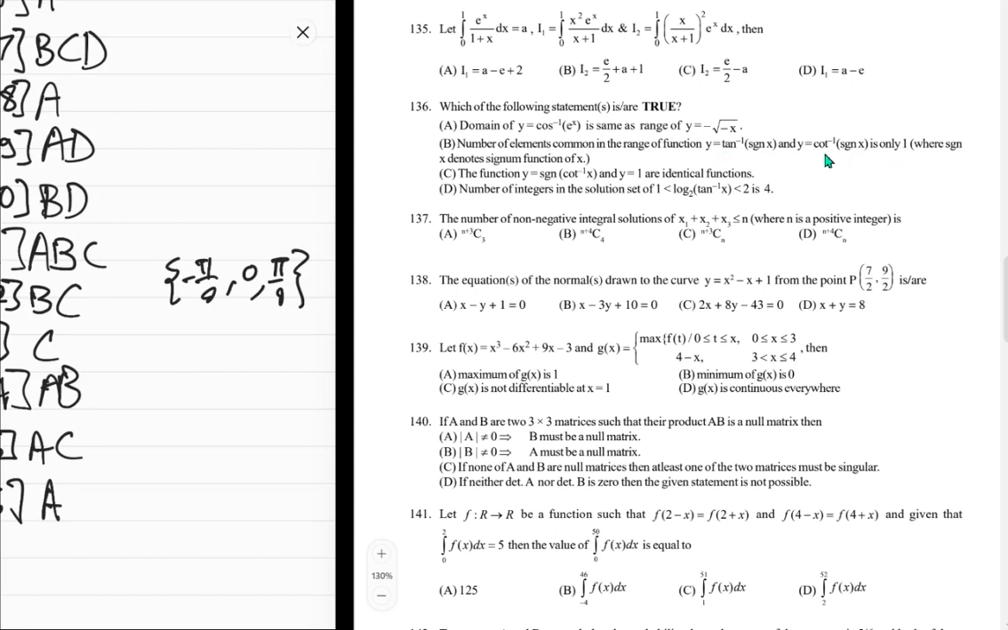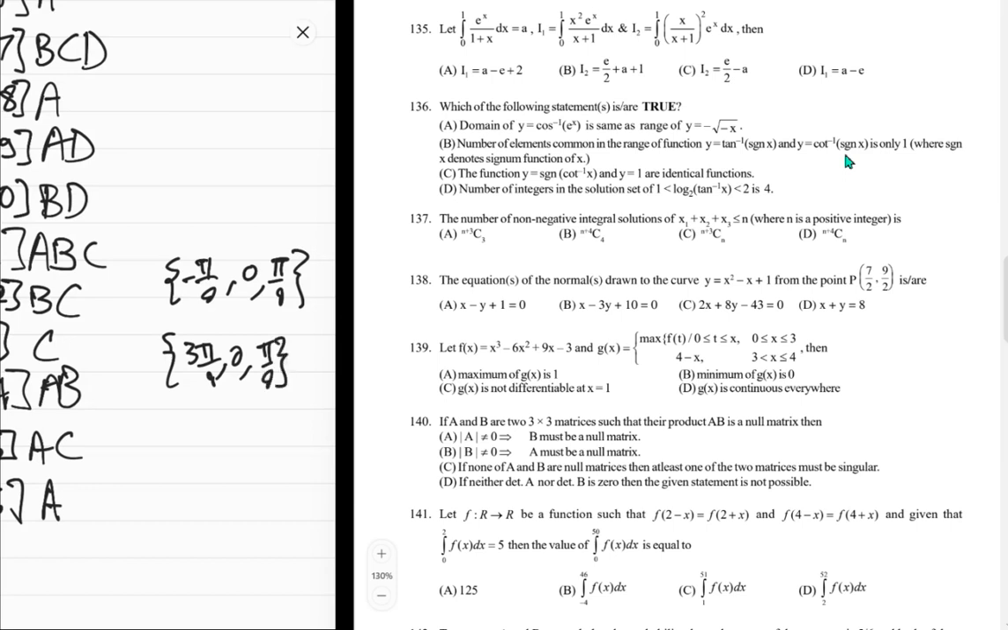Wait, what? Oh wait, common in the range. अच्छा ठीक है ठीक है. और ये जो रहेगा cot inverse of signum x. Well, yeah. So cot inverse goes from 0 to pi, and that means कि negative 1 पे ये pi minus pi by 4 यानी कि 3 pi by 4 पे जाएगा, and then 0 and then pi upon 4. Right, kind of weird, right?